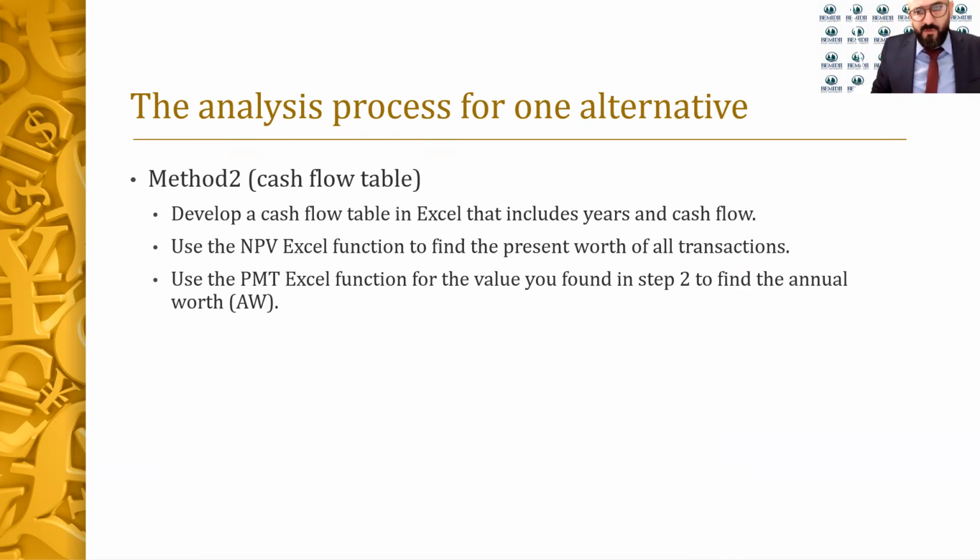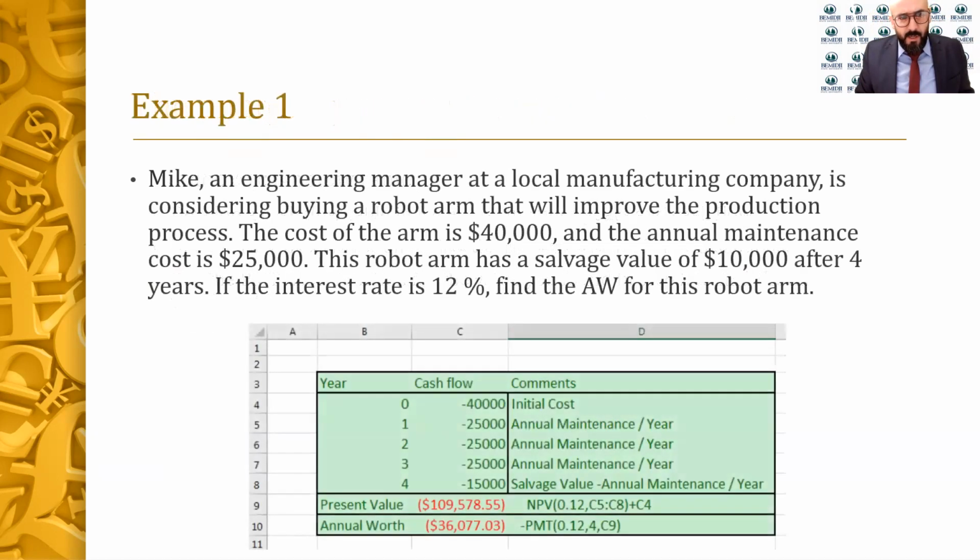We'll go ahead and start with the first example. The first example is talking about Mike, an engineering manager at a local manufacturing company, who is considering buying a robot arm that will improve the production process. The cost of the arm is 40,000. So the first thing, when you read the question, put it down, whether you're using Excel or a note. 40,000 is the first number that I'm hearing. So what is this number? This is the initial cost, in a present format. So you say P equal to 40,000.